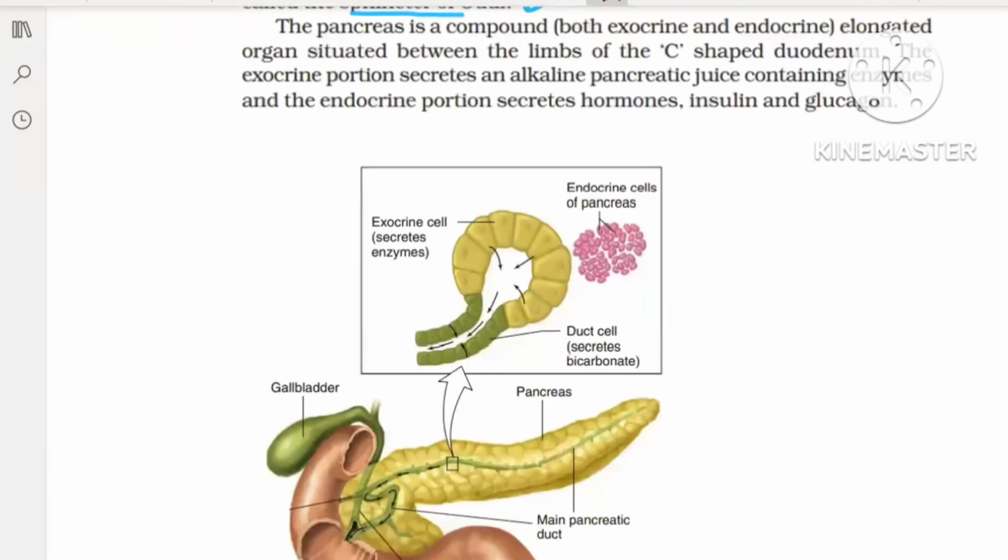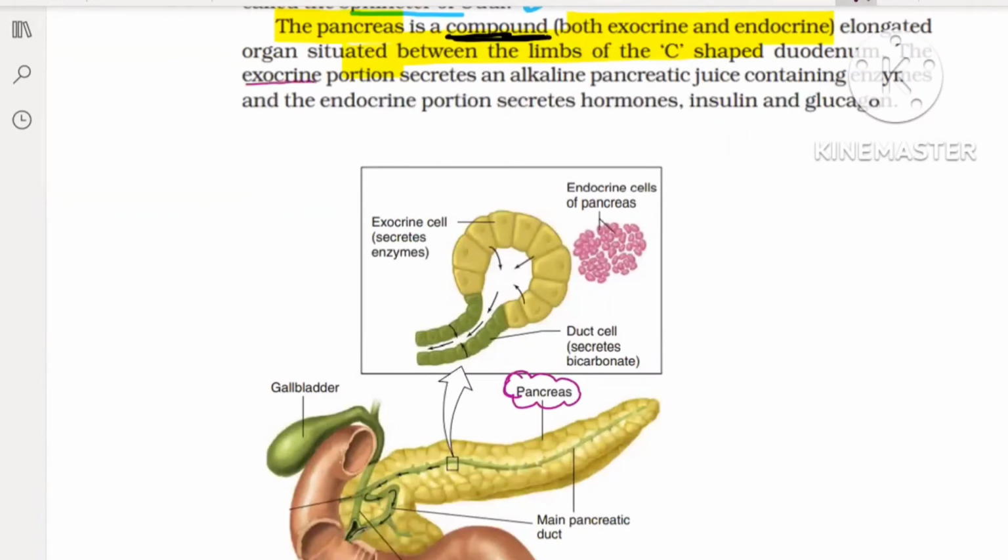Okay, now the next gland is the pancreas. We say the pancreas is a compound gland, we can say a heterocrine gland. Why? Because it has both an exocrine part as well as an endocrine part. Means it has one part which is secreting enzymes as well as one part which is secreting hormones. And they are present in between the limb of the C-shaped duodenum. So you can see in the diagram, this is the pancreas. Okay, they are present in the limb of the duodenum.